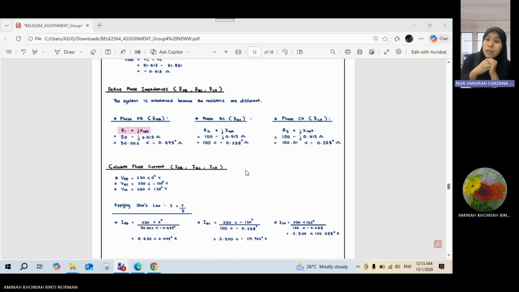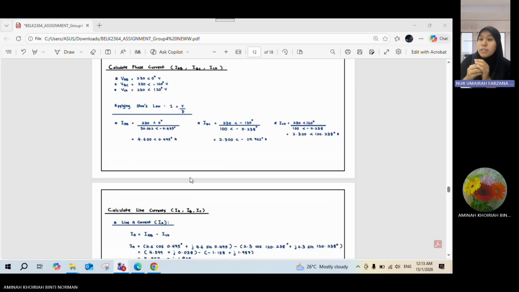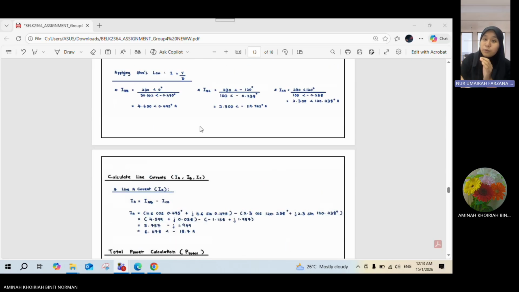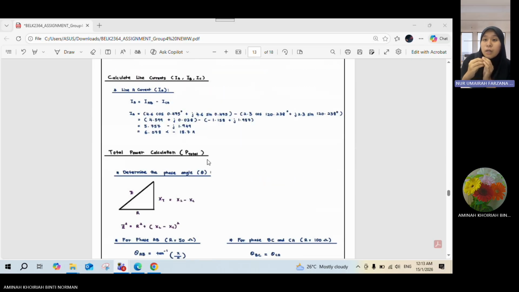And then by using the impedance that we found just now, we can find the current by using Ohm's law, I equals V over Z. For each one, we got currents of 4.6, 2.3, and 2.3, which is the same as the simulation value. So for the line current, IAB minus ICA, we got 6.078 ampere.